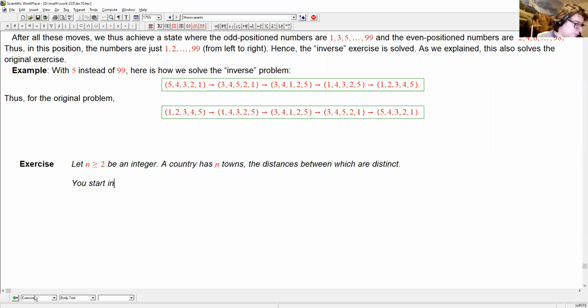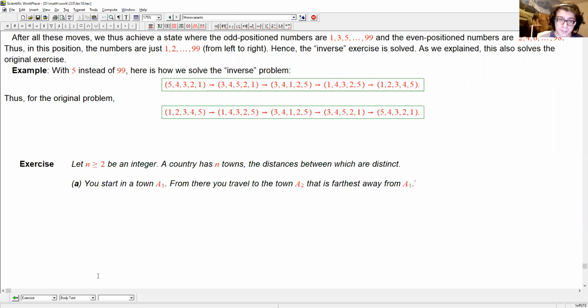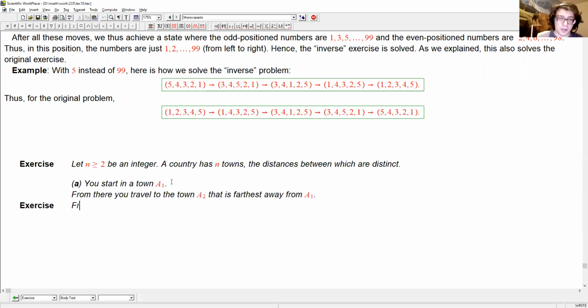You start in a town, this is part A of the exercise. You start in a town A1. From there, you travel to the town A2 that is furthest away from A1. From there, you travel to the town A3 that is farthest away from A2. So basically, you try to travel around the country, each time taking the farthest possible town.